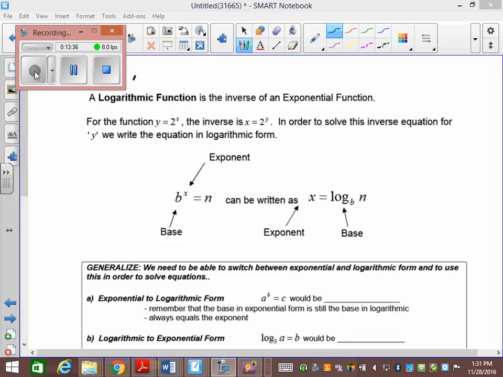So for the function y equals 2 to the x, the inverse is x equals 2 to the y, right? We just switched the x's and y's, correct? But how do I type x equals 2 to the y into my calculator? I can't. I only have a y equals button, correct? So in order to solve this, we have to get it into y equals.